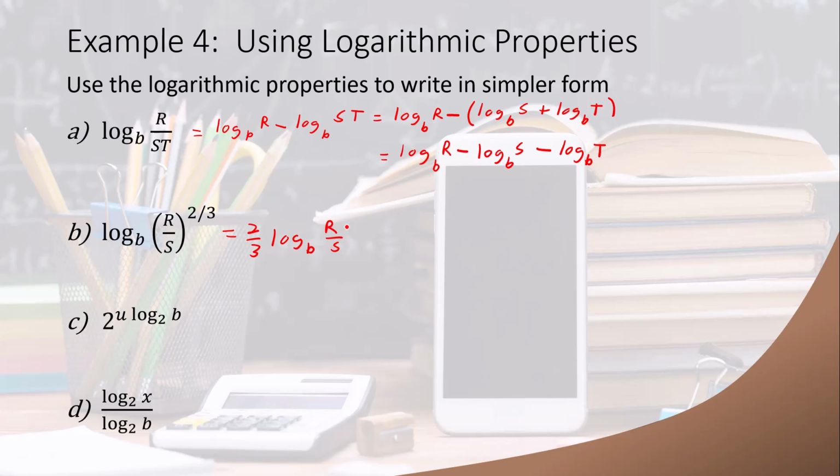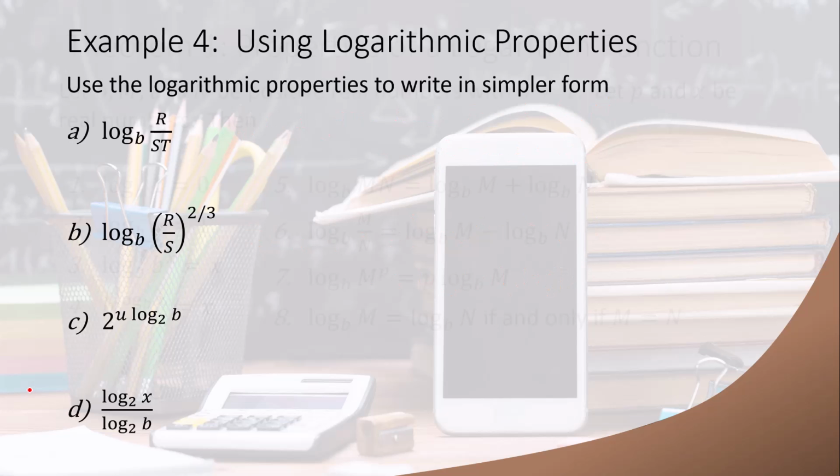And now we can use the quotient property here. If we do, we will have 2/3 times the quantity log base b of r minus log base b of s. You could take this one step further by distributing the 2/3 back in there, and that will give us 2/3 log base b of r minus 2/3 log base b of s.